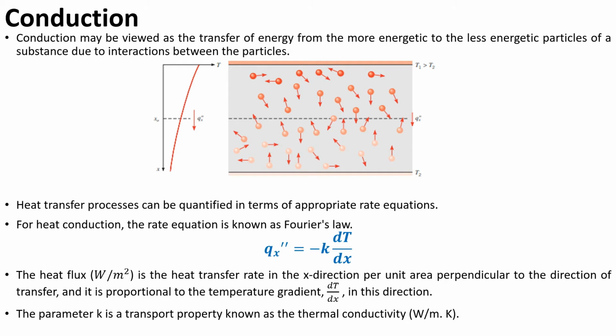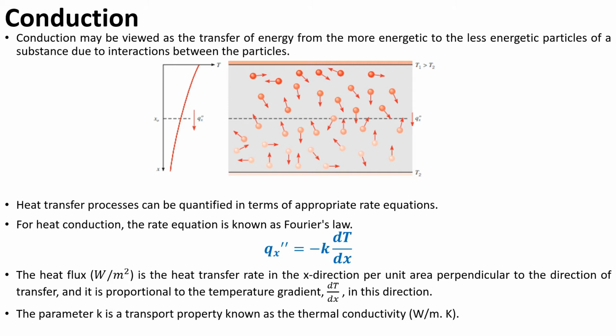Here k is the transport property and it is separate for every material. It is a constant for each and every material, and this k is known as thermal conductivity. The thermal conductivity of each and every material is different. For example, the thermal conductivity of copper is different from that of iron, aluminium, wood or plastic. Materials with higher thermal conductivity are considered to be conductors, while materials having low thermal conductivity are considered to be insulators.